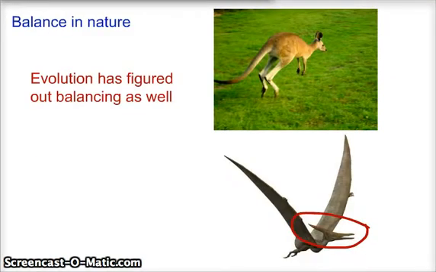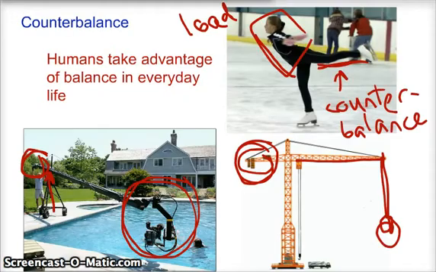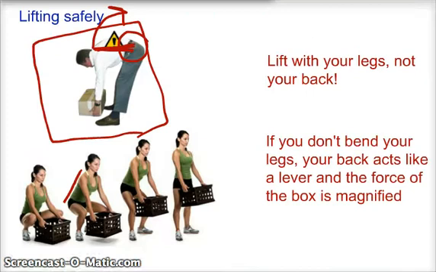And then we talked about how evolution has taken advantage of this idea of counterweights and balance, such as kangaroos' tails and the back of pterodactyls' heads. And then lastly, we talked about counterbalancing and how humans have learned to counterbalance loads with counterweights. So just like a figure skater's body is counterbalanced by their leg, and the boom camera with the plates, humans take advantage of counterbalances in a number of different areas.